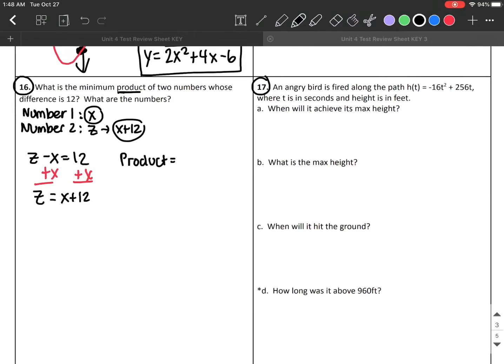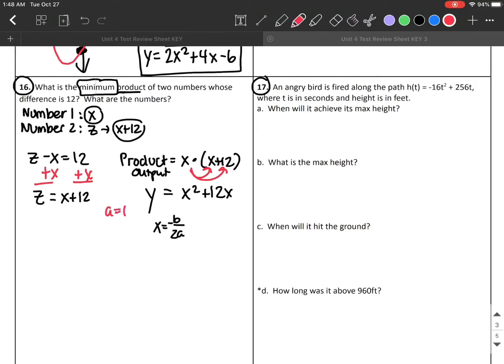So the product is, I'm going to take x times x plus 12. That's going to give me, when I distribute this x, x squared plus 12x, and that is my output, and I'm going to let y represent it. Then I'm going to find the minimum product. So I'm looking for the minimum product, still looking for my vertex, so still going to use x is equal to negative b over 2a to find the x value in my vertex. So I know a is equal to 1 here, b is equal to 12.